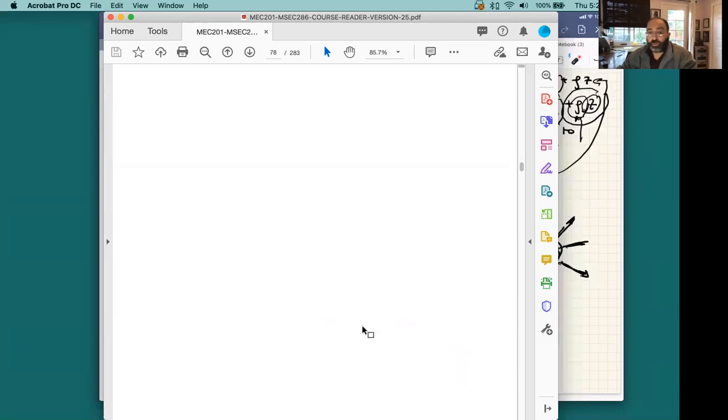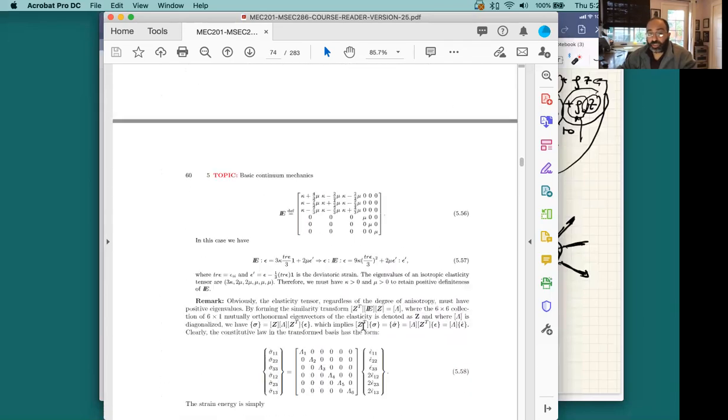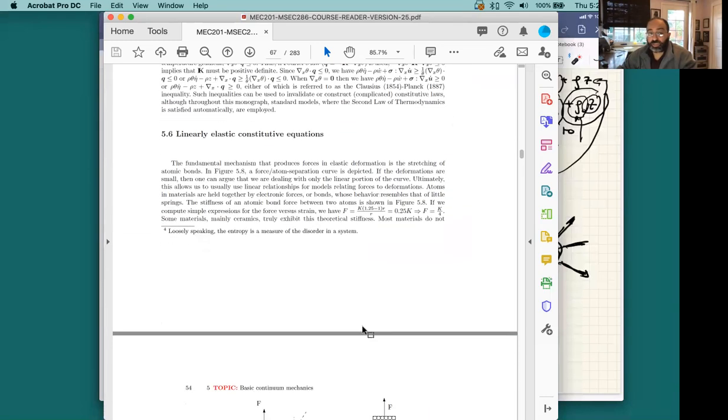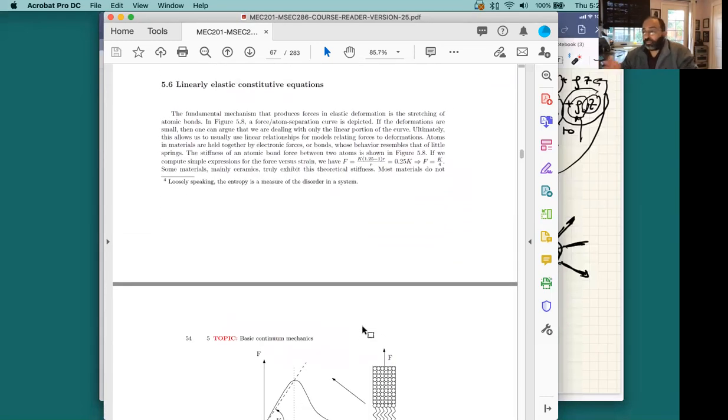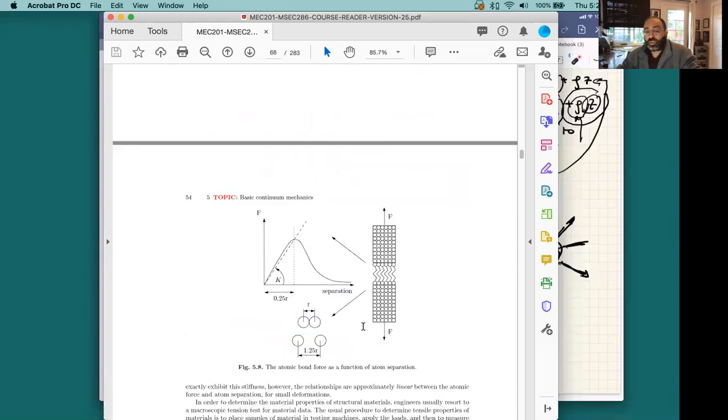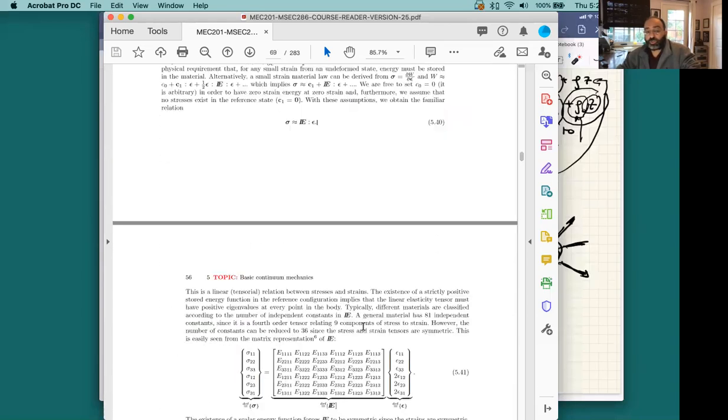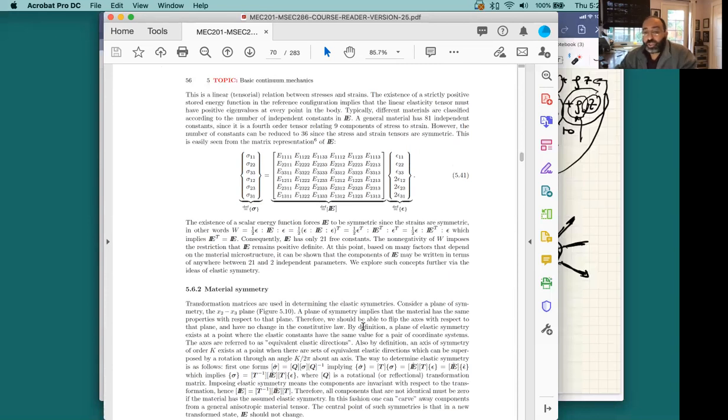Before I do a deep dive on this, because I'd like to go in depth into several of these concepts, I'm curious, from those of us that are online right now, have you seen the so-called generalized Hooke's law before? Let me flash it up on screen. What I'm showing is equation 5.41. Is that something that most of you have seen in your undergraduate mechanics classes?